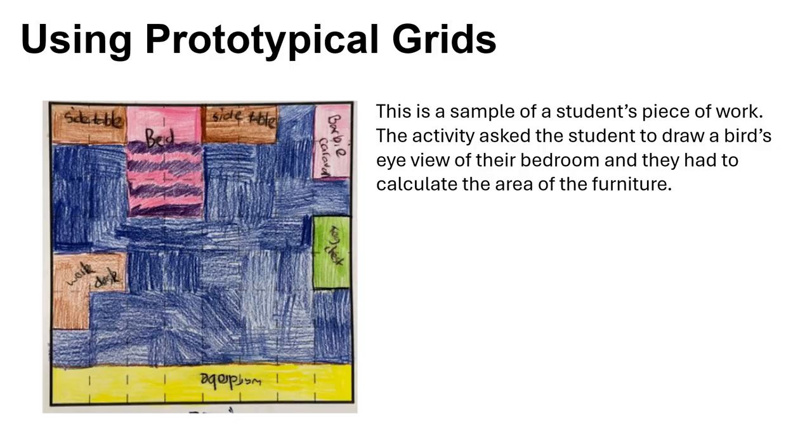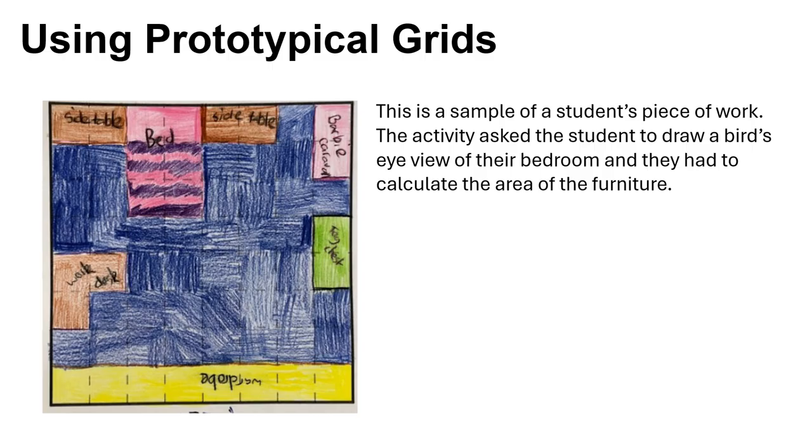Then we have using prototypical grids. Prototypical essentially is your standard grid. The prototypical grid is your square centimeter grid paper, for example. This is a sample of a student's piece of work. The activity asked the students to draw a bird's eye view of their bedroom, and they had to calculate the area of the furniture. This is a nice starting point because students are just counting squares. That's your real starting point when you're looking at those formal units of measure.